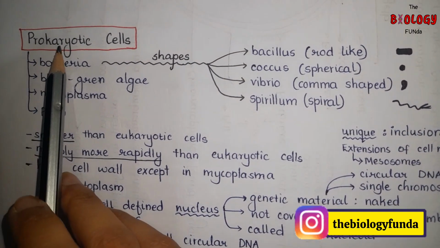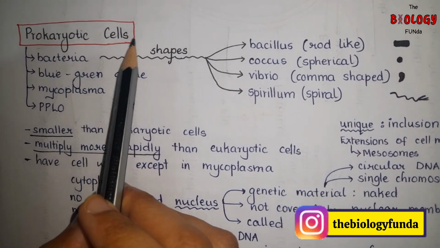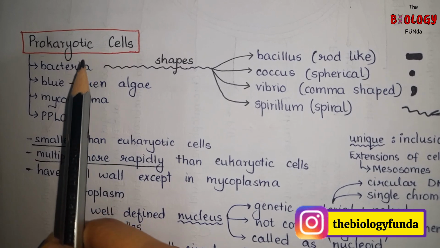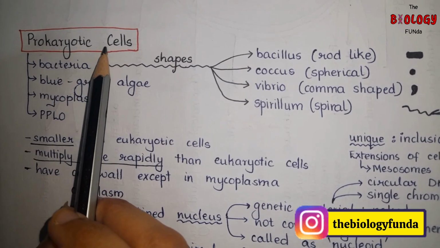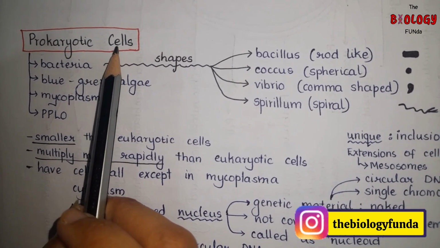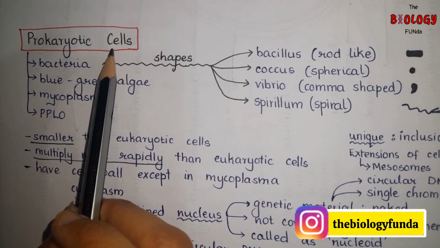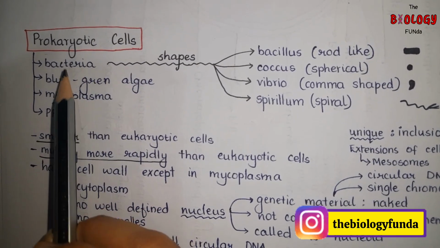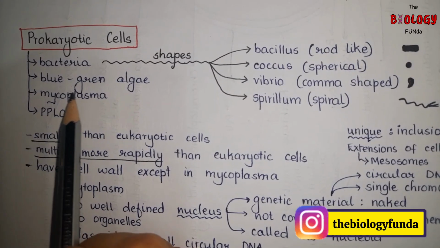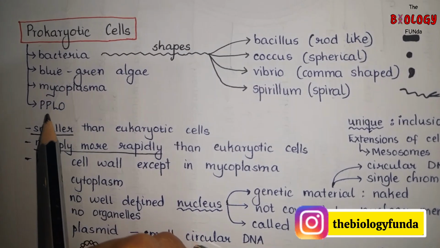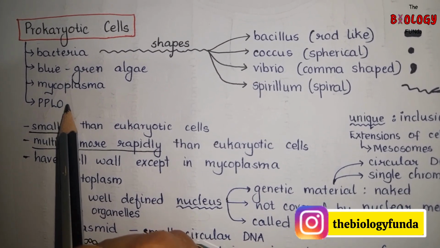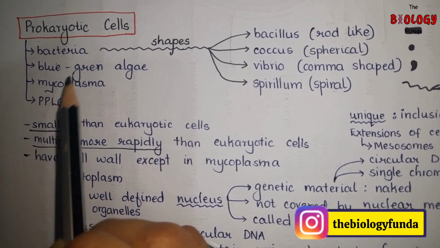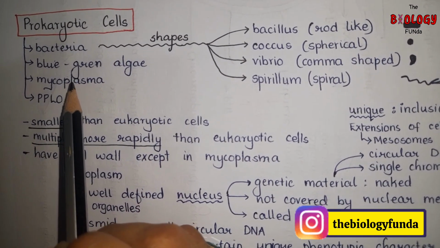Next, we are going to learn about the prokaryotic cell. Prokaryotic cells are those cells which are unicellular. They do not have a well-defined nucleus and they lack membrane-bound organelles. They consist of bacteria, blue-green algae, mycoplasma, and PPLO, which is pleuropneumonia-like organism, which are species of mycoplasmas.